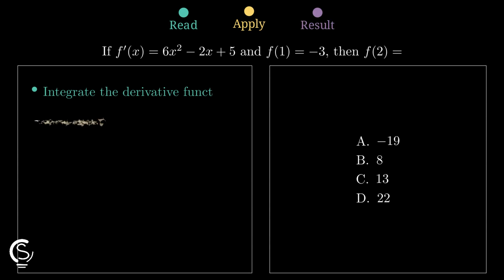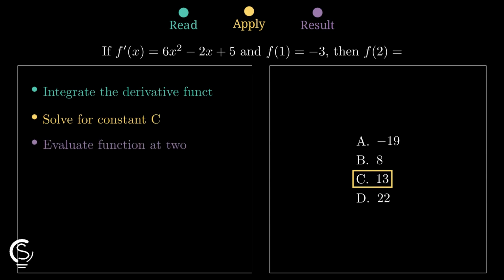Finally, substitute 2 into the function. Calculating 16 minus 4 plus 10 minus 9 gives 13. Thus, option C is the final winner.